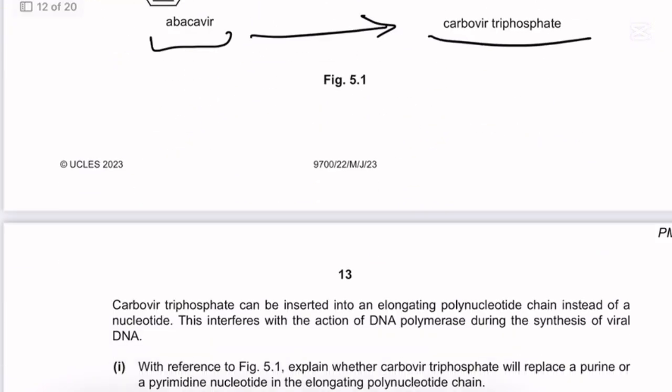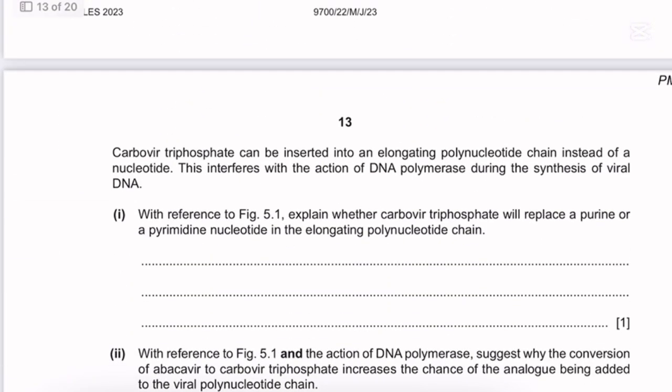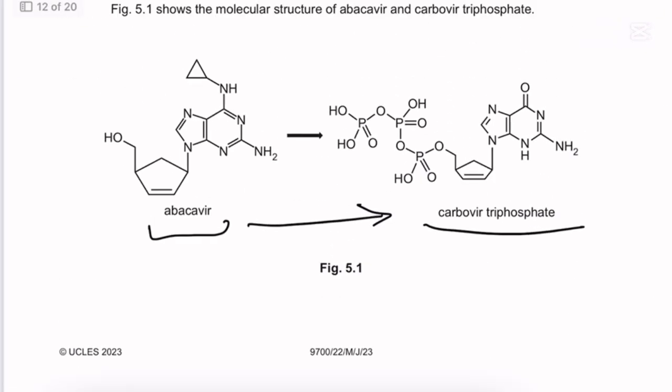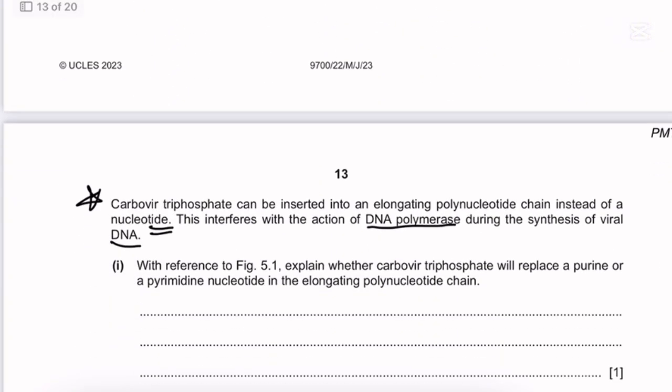Okay. Now this brings me on to carbovir triphosphate. It can be inserted into the elongating polynucleotide chain instead of a nucleotide. This interferes with the action of DNA polymerase during the synthesis of viral DNA, and so stops the formation of viral DNA. So again, this is very important. I think he's talking about the mode of action of this drug. So first, when it enters the cell, it metabolizes it from this nucleotide into carbovir. Carbovir then is going to be added onto the elongating DNA chain that is formed by DNA polymerase, because this chain is now going to be synthesizing viral DNA, and this viral DNA is going to control the cellular machinery and is going to control the cell and cause it to be an infected cell.